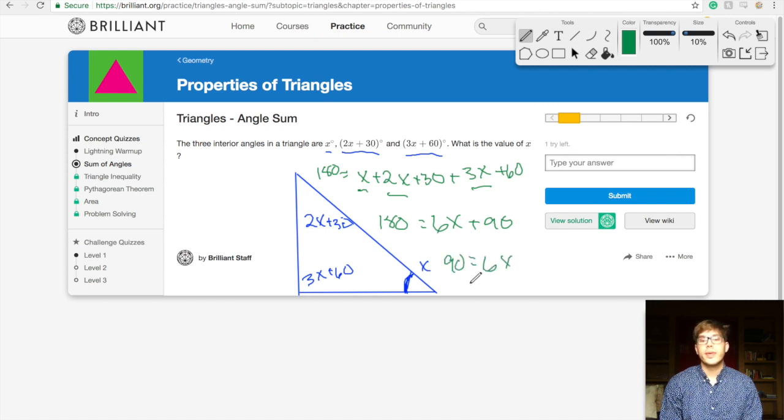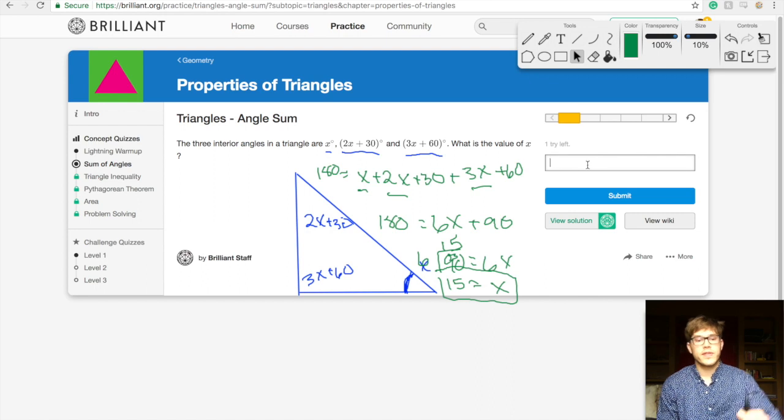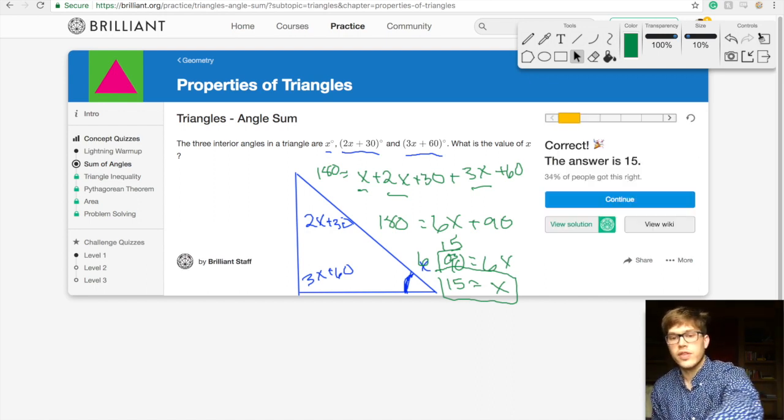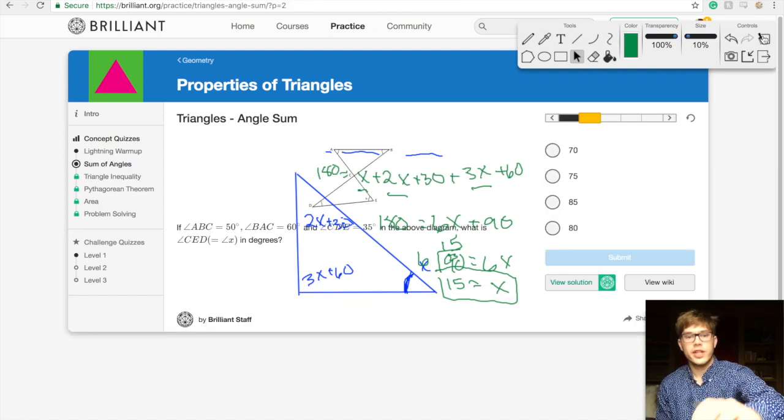And now we can divide by 6 and have x equal to what? Well, 6 goes into 9 one time, 3 left over, 5. So x is 15. What is the value of x? The value of x is 15. Great job. All right, next problem.